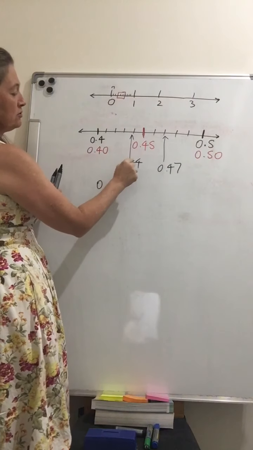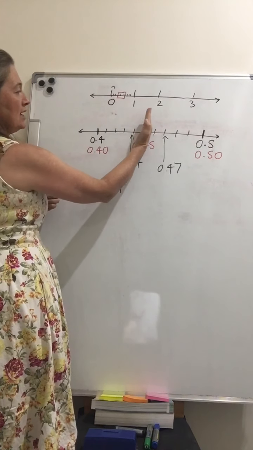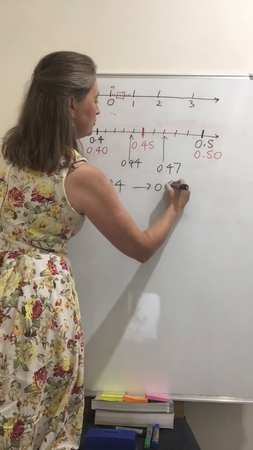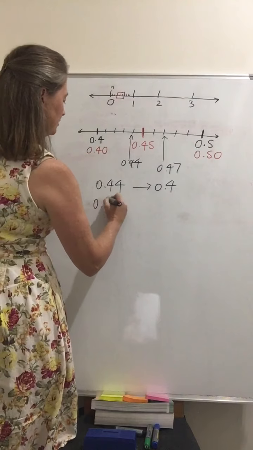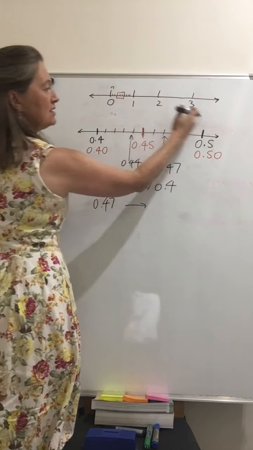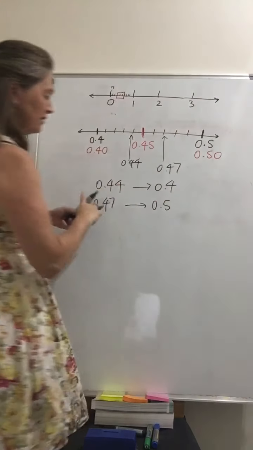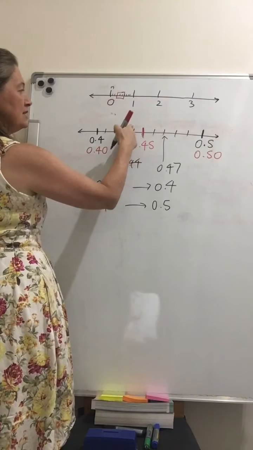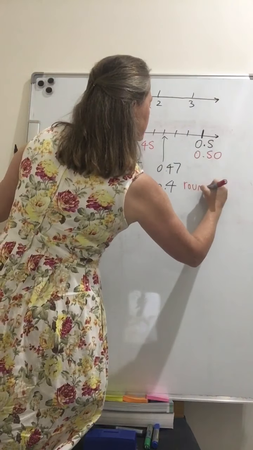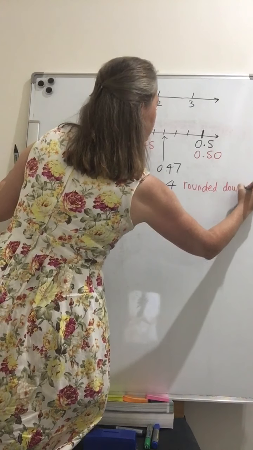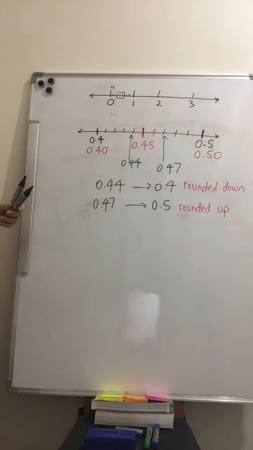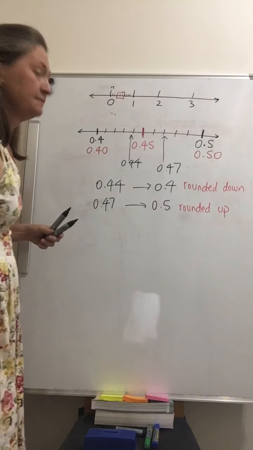So are they closer to 0.4, because that's to 1 decimal place, or are they closer to 0.5? Well, you can look at the picture and you can see that 0.44 is on this side of halfway. So it's actually closer to 0.4. But then when you look at 0.47, it's this side of halfway, it's closer to 0.5. So what we say here is we have rounded this one down to the 1 decimal place before it. So we have rounded down, but this one we have rounded up. All right.